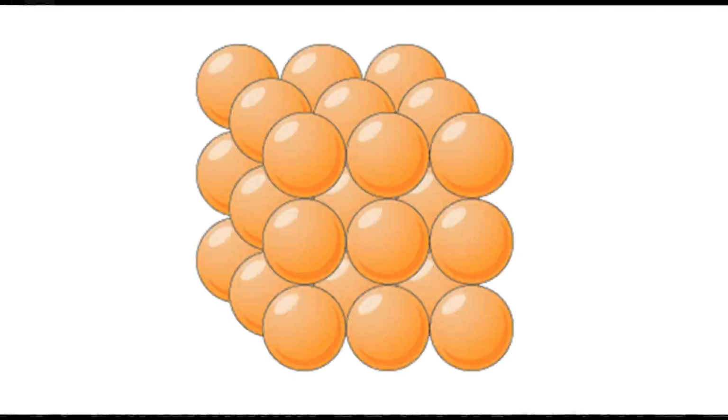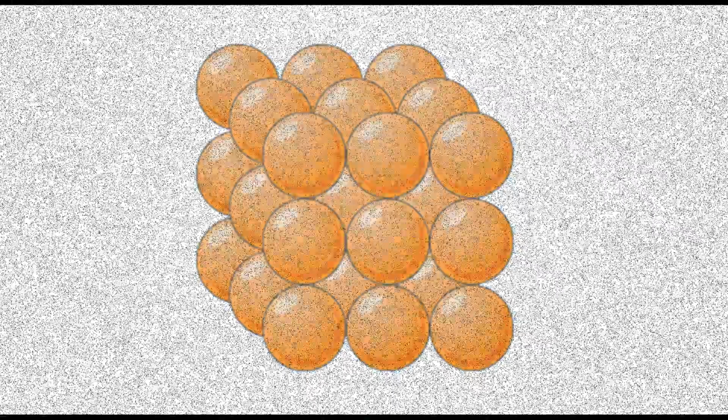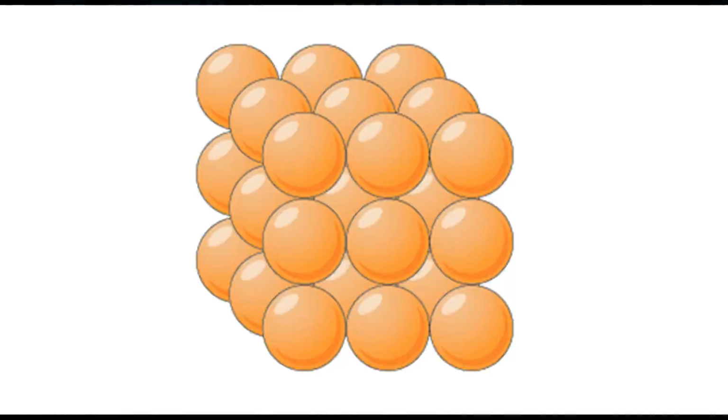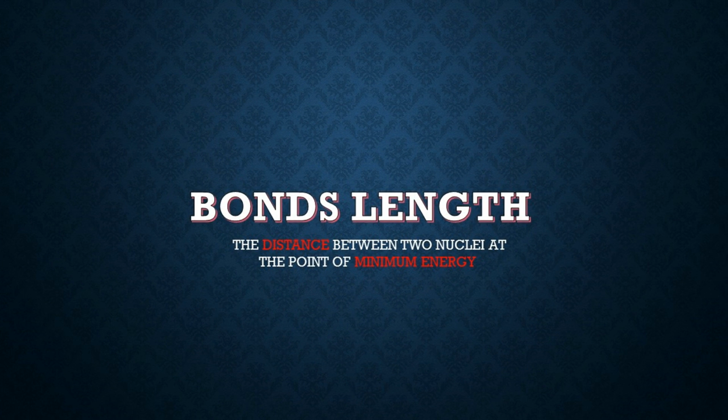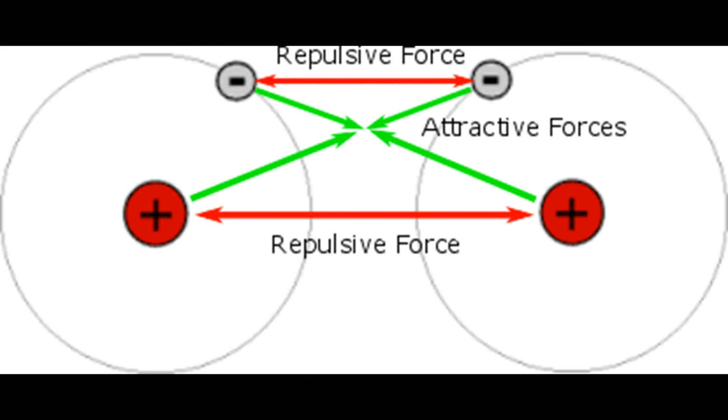On what basis are chemical bonds distinguished? They are distinguished on their relationship with other atoms. Yes, the relationship of atoms is called bonds. Their relationship distance is called bond length. Bond length is the distance between two nuclei at the point of minimum energy. In other words, where the attractive and repulsive forces cancel each other out.